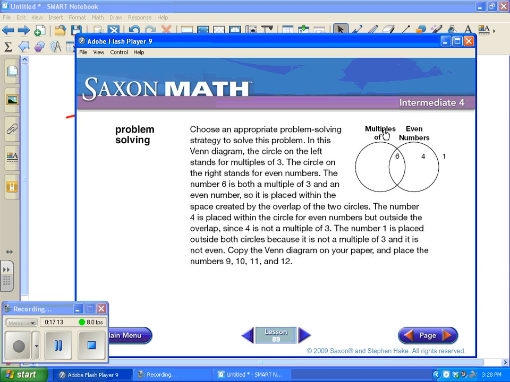And 12. Let's see if 12 is a multiple of 3. 3, 6, 9, 12, 15, 18. Yes, it is. Is 12 even? 2, 4, 6, 8, 10, 12, 14, 16, 18, 20. Yes, it is. So 12 is going to go in the same section as 6. And we are finished.